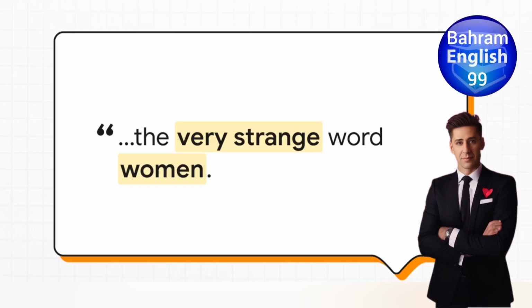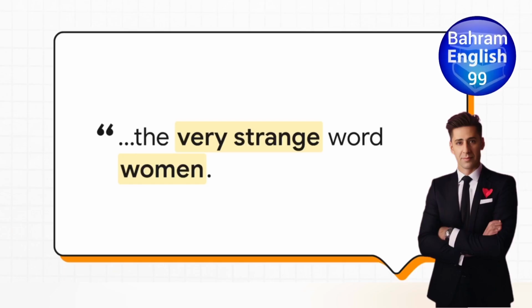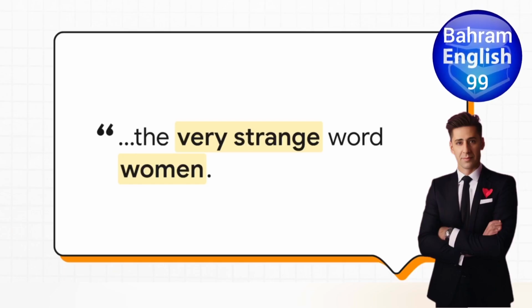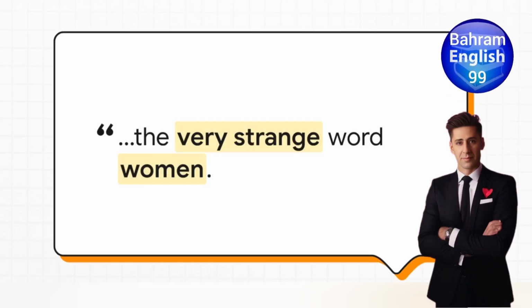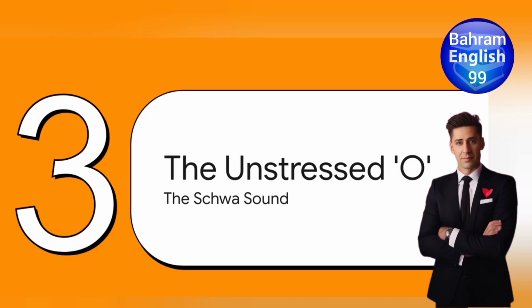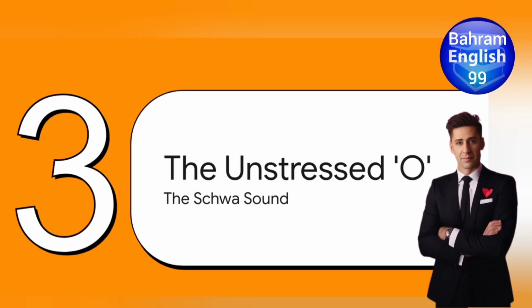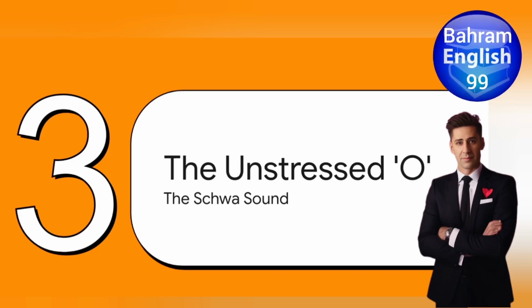Because the O is pronounced with an I sound, the same sound as the I in sit or hit. Think about it. One woman, two women. It's a total one-off, a real linguistic mystery. All right, so we've seen the predictable rules, and we've seen the unpredictable exceptions.